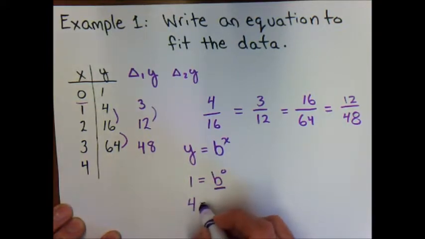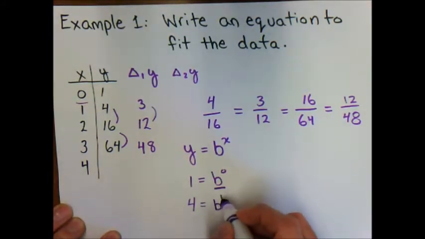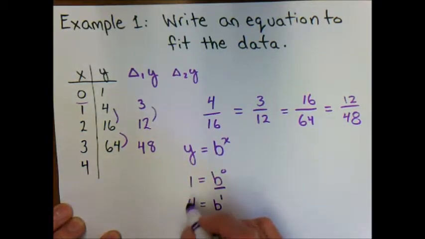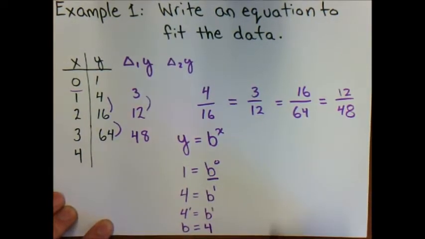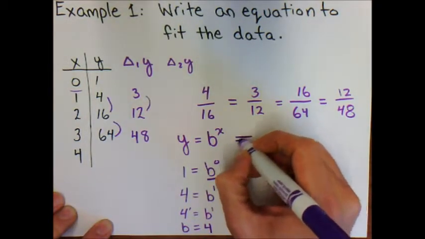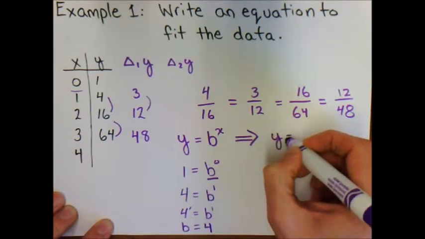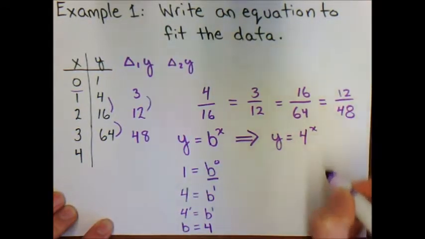So I'll try another one. y equals 4, and it's b to the power of 1. Well, the only possible value here for b is going to be 4. We can show that this is the same as saying 4 to the power of 1 equals b to the power of 1, and b equals 4. So now I know that b is 4, so my equation becomes y equals 4 to the power of x.